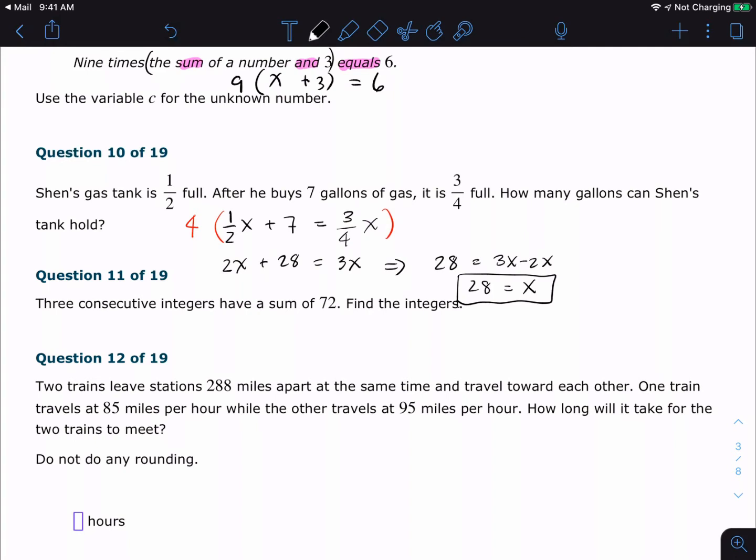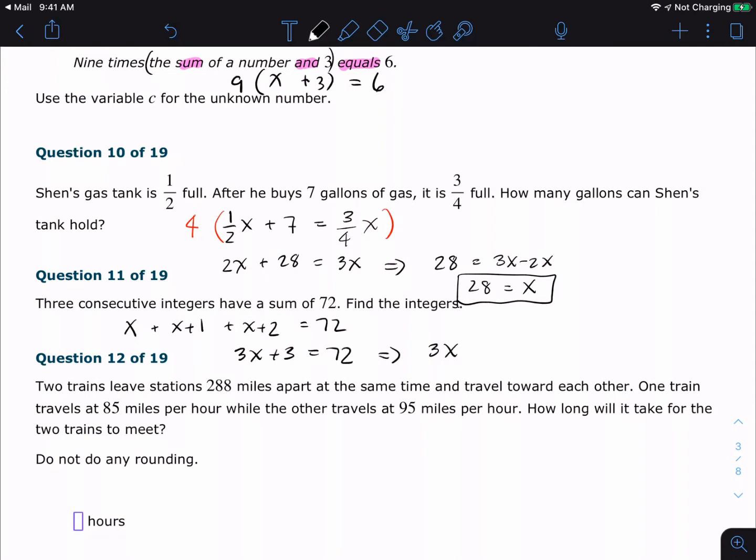Now for number 11, it says 3 consecutive integers, and integers are like 1, 2, 3, 4. So I'm going to go, okay, x, the next integer would be x plus 1, and the next integer after that would be x plus 2. That's because if I had 2, the next number is 3, I have to add 1. The next number after that is 4, so to get to 4 from 2, I'd have to add 2 to it. So then this is going to clean up to be 3x plus 3 is equal to 72.